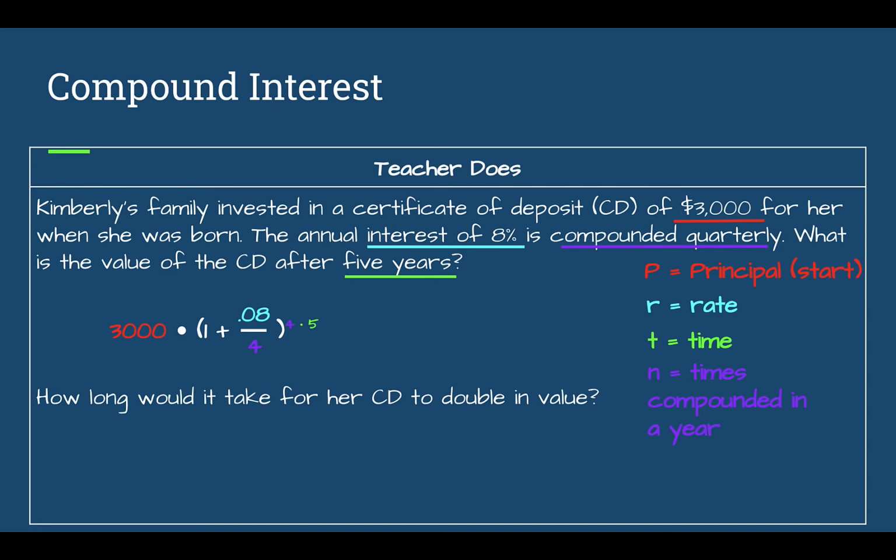Now we can just type it in a calculator and figure out what that equals. You can always simplify the fraction first by dividing it out. So 0.08 divided by 4 would be 0.02. And then 4 times 5 for our exponent would be 20. So if that's easier for you to type in, then simplify it first. When we calculate it out, we get $4,457.84. So that would be her value after 5 years.